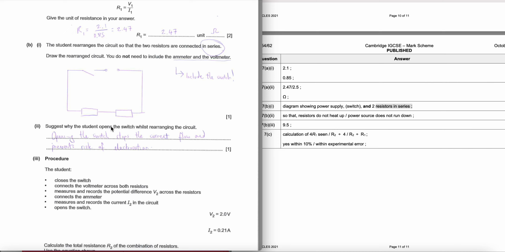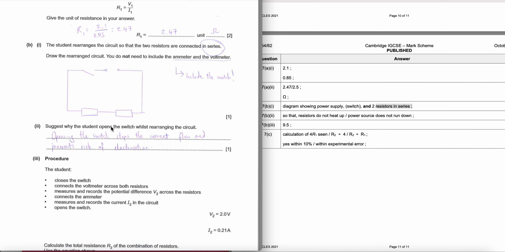However, I'm noticing now, whoa, a panic alert that my answer doesn't quite match with what the markers have said. They've said so the resistors don't heat up, or that we don't waste the power supply. I think this is completely fair enough.